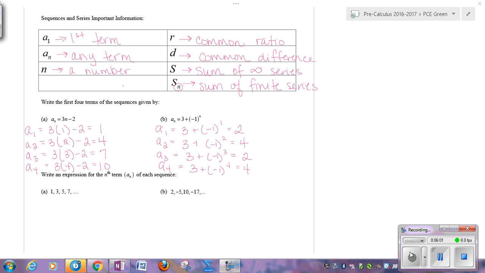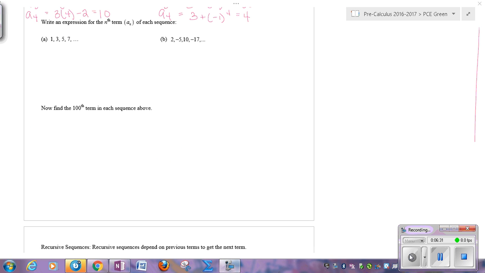So as you can see here, changing that n value, finding the different terms of each sequence. In part A, you had 1, 4, 7, and 10 was the pattern that you were establishing here. And then in part B, it was alternating back and forth from 2 to 4. Okay. All right. So now that's if I give you the formula for the sequence and then you give me the terms. In the next part here, we're going to look at the terms and then we're going to come up with a formula, so to say, for each sequence.